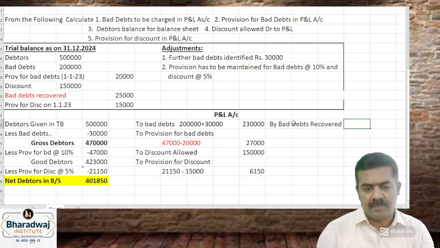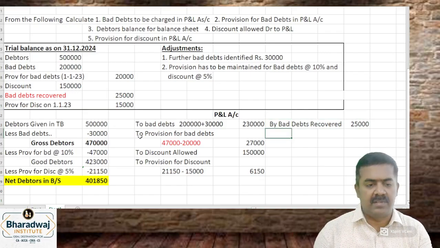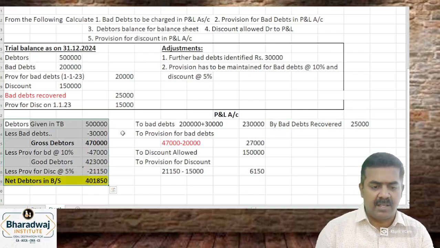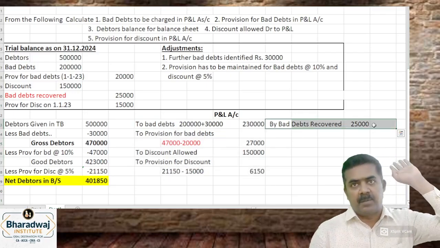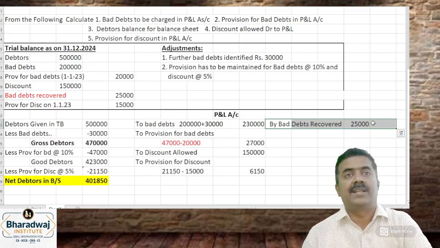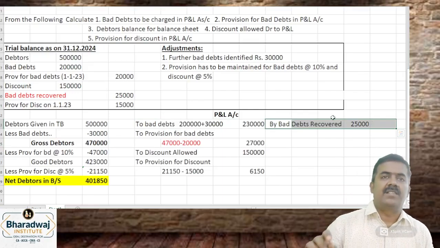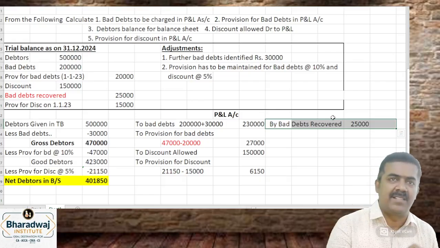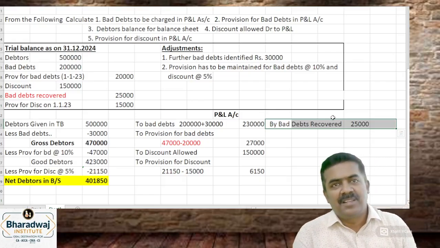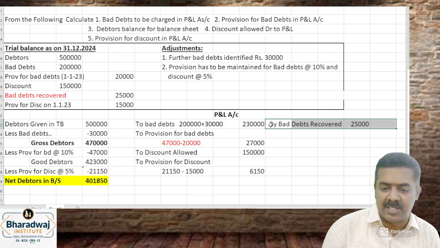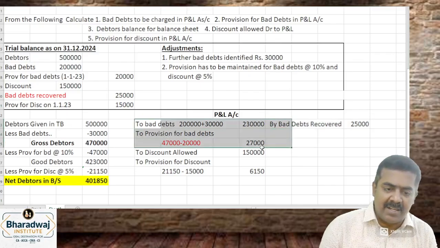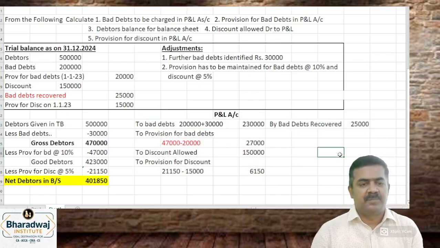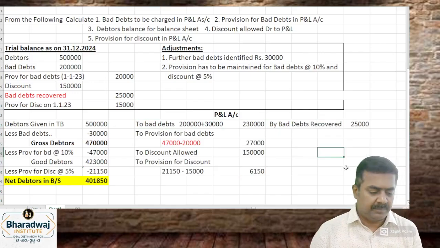How much? 25,000. It will not be adjusted with any of the debtors balance or any of the bad debts or provision for bad debts. Bad debts written off in the past, if it is recovered now, that will be taken as an income. Journal entry itself: cash account debtor to bad debts recovered account. And the bad debts recovered is an income for us. We will credit to which account? P&L. Will you adjust with bad debts or provision for bad debts? No. Take up this.